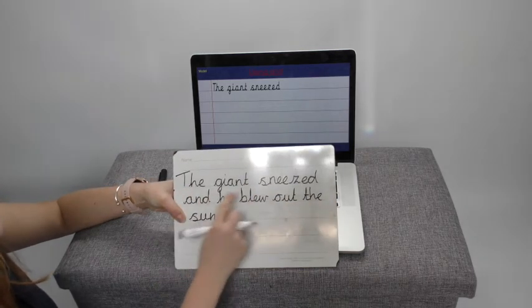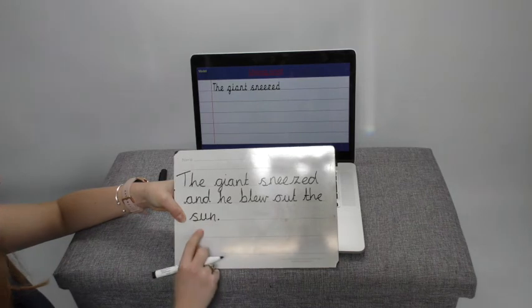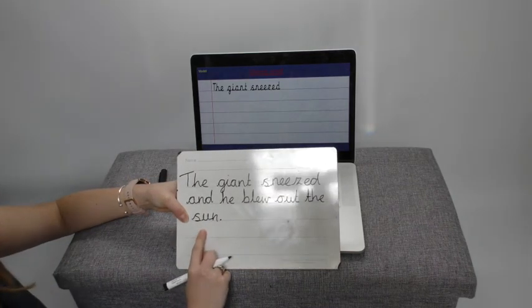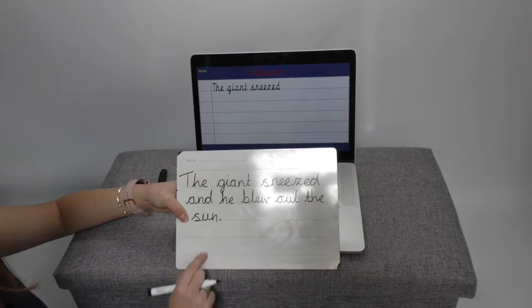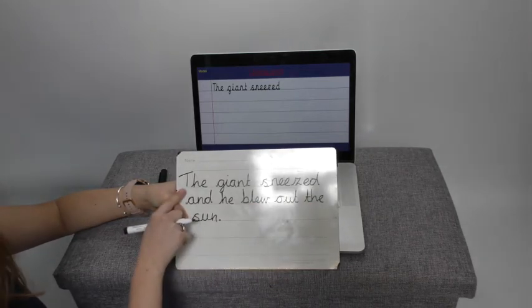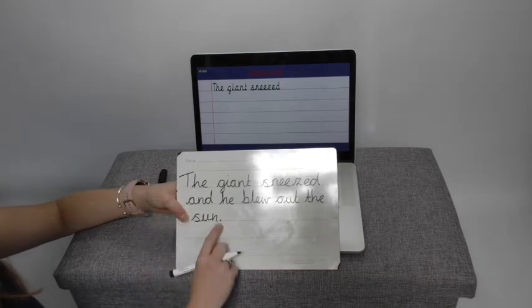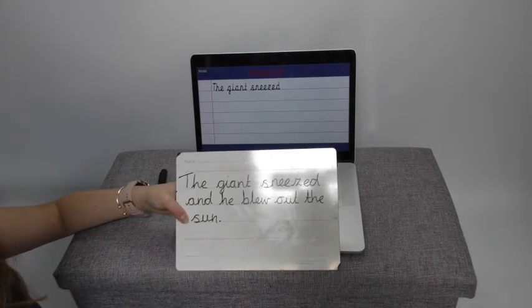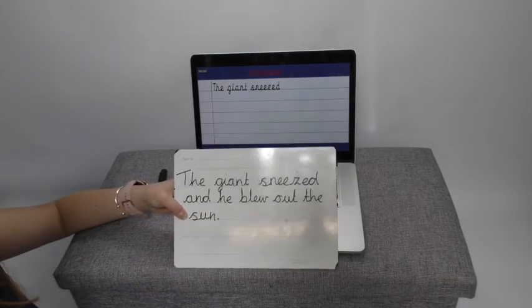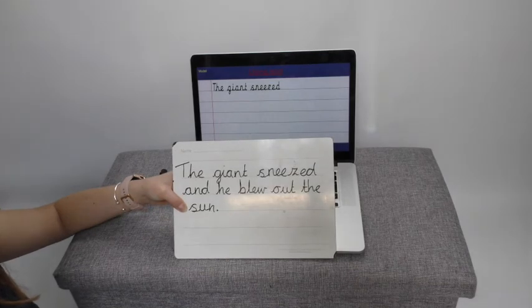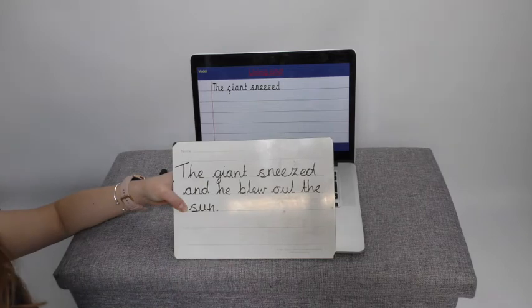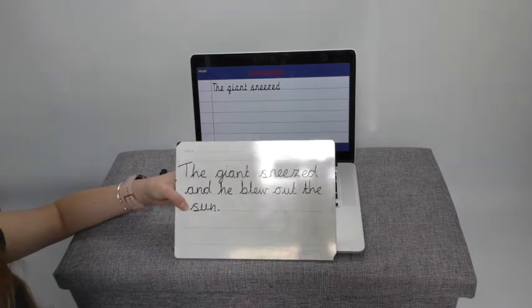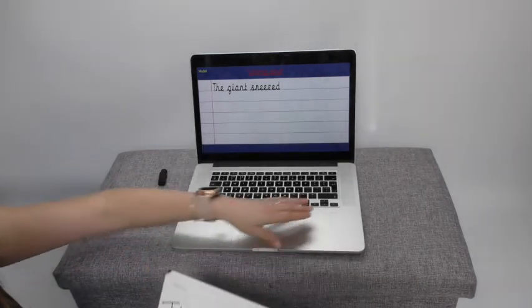The giant sneezed and he blew out the sun. Let's see if I've got my 9 words in my sentence. 1, 2, 3, 4, 5, 6, 7, 8, 9. Good. I've got my capital letter at the beginning of my sentence and my full stop at the end. It is extremely important that every sentence that your child writes has got a capital letter at the beginning and a full stop at the end. Otherwise, it is an incorrect sentence.